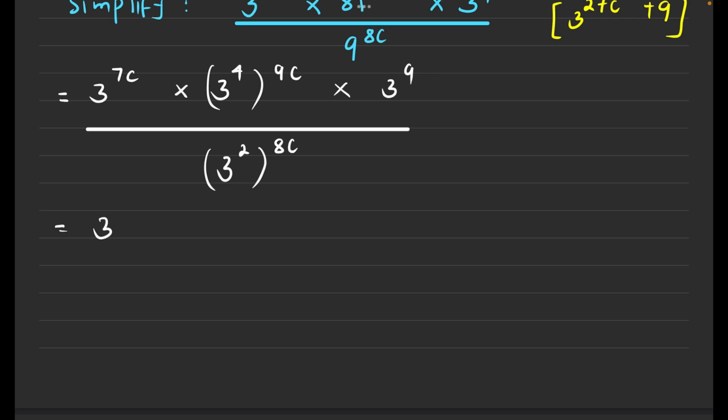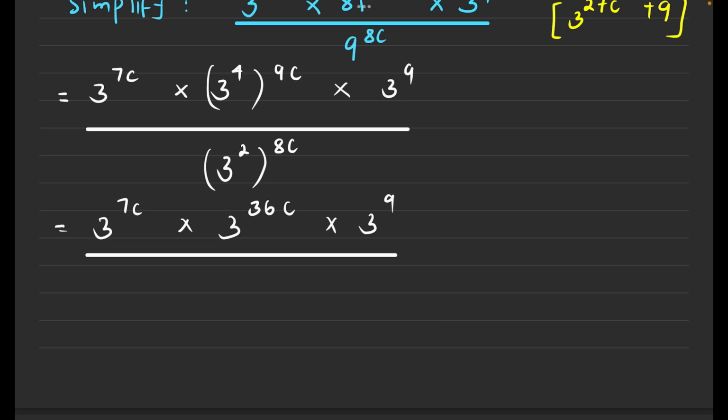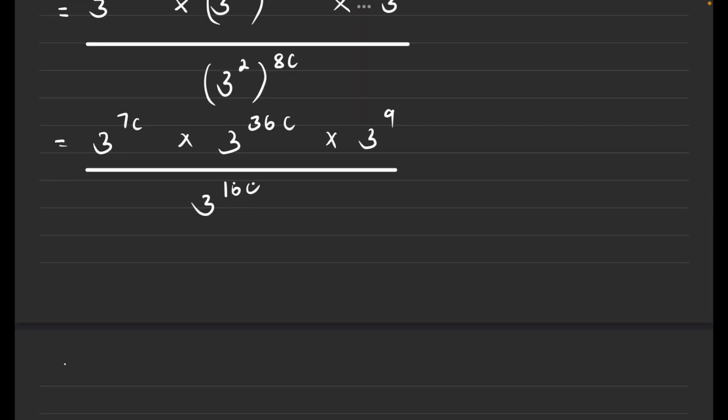And then it's 3 to the power 7c times 3 to the power. So what is 4 times 9? 4 times 9 is going to be 36c, right? And then multiplied by 3 to the power 9. We divide everything once again by 3 to the power. So now I'm going to multiply the exponents because I'm now using the power rule, right? So it's 2 times 8c, that is to the power 16c, right? Okay, sure. So let's just continue from here.